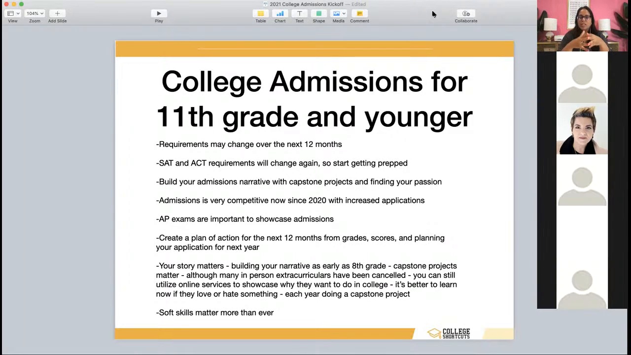And then a big thing we did in the last year was we pushed heavily on the power and importance of soft skills. We saw that virtual interviews became very big, and they are here to stay. Colleges are going to be interviewing students through Zoom. It's going to be very important that they know how to dress, they know how to speak, they know how to look into the camera, they know how to connect quickly. And so soft skills truly matter.